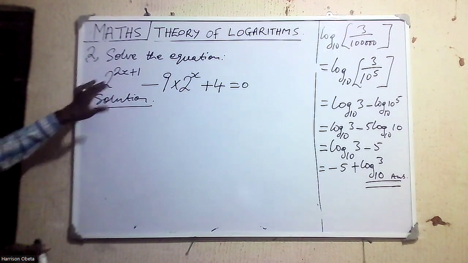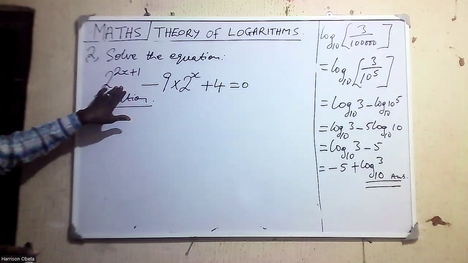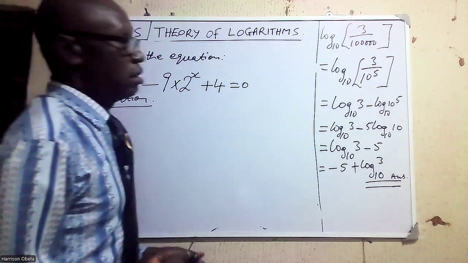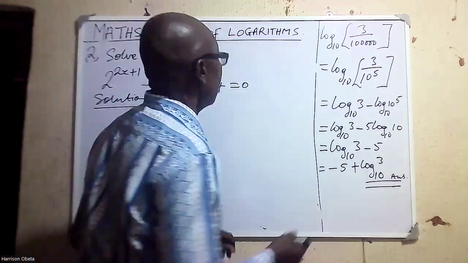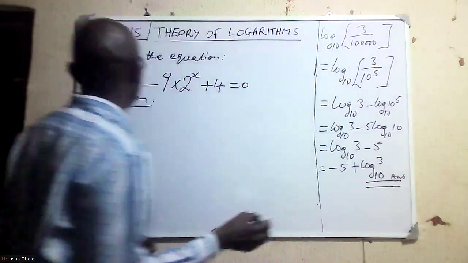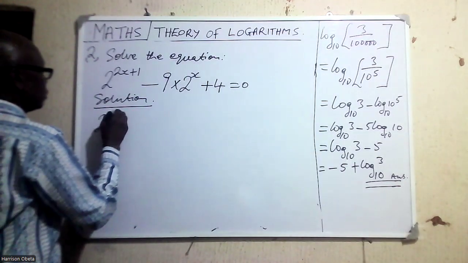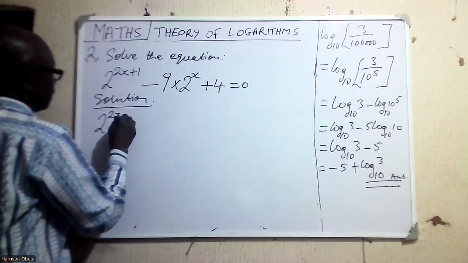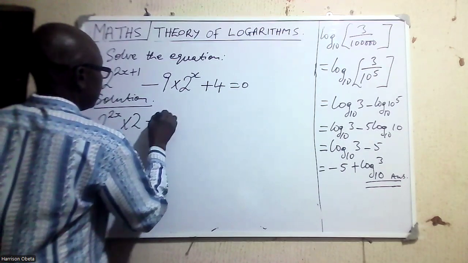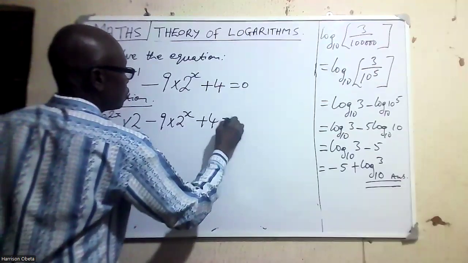By looking at the question from laws of indices, we know that this term should be multiplied by another 2, because when you're multiplying items of the same base, you add the powers. That is from laws of indices. So this one would be 2 raised to power 2x times 2 minus 9 times 2 raised to power x plus 4 equal to 0.